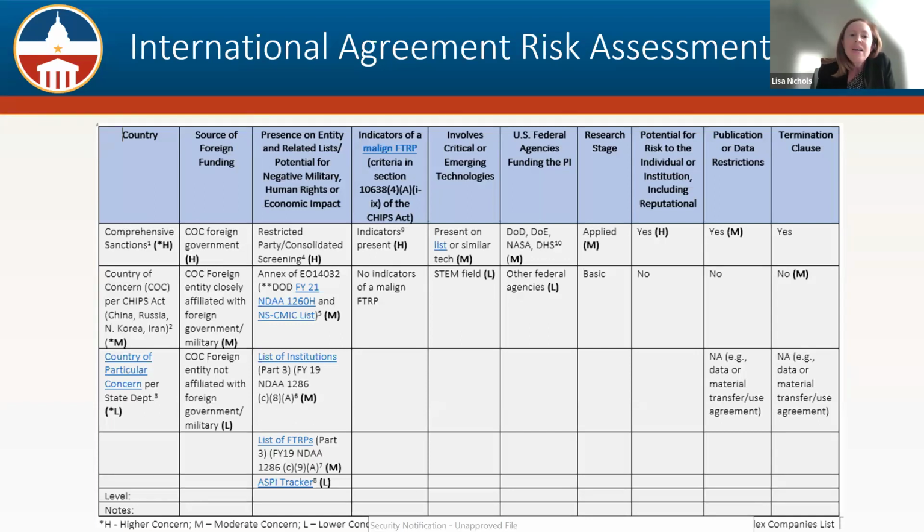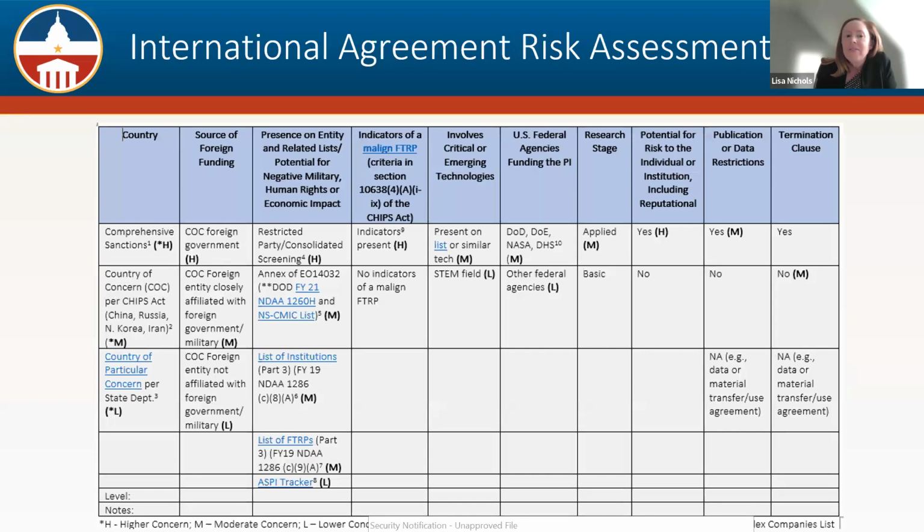proposal. The next is source of foreign funding. Is it a country of concern foreign government or a country of concern foreign entity closely affiliated with the foreign government or military, or not affiliated with the foreign government or military, to the extent that that can be established?